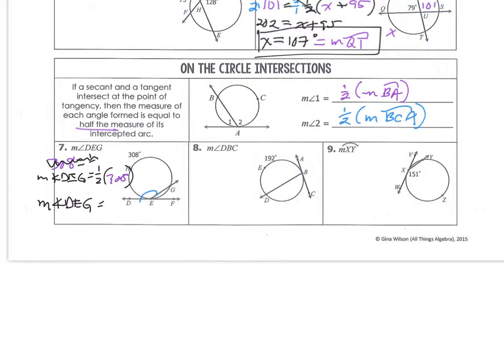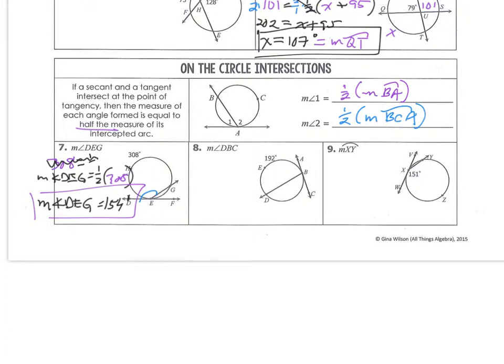Yeah, 154. Couldn't we have just taken the measure of 308 and taken half of it to get to the smaller angle? Just like we did with inscribed angles, right?